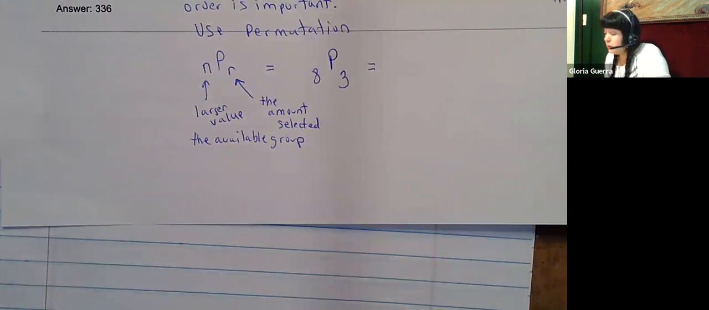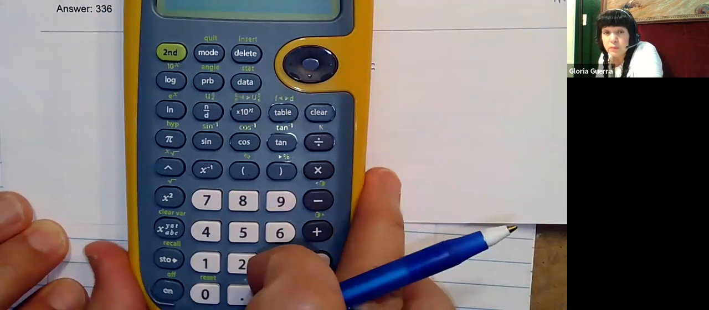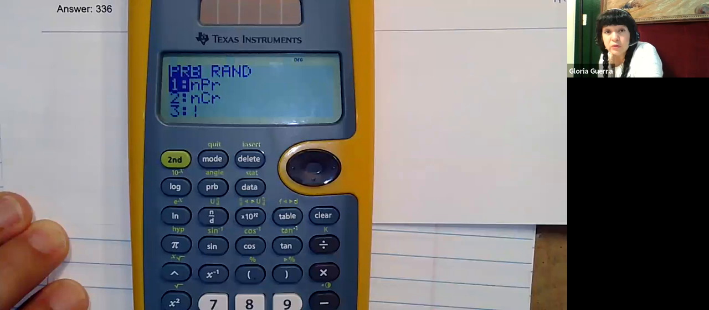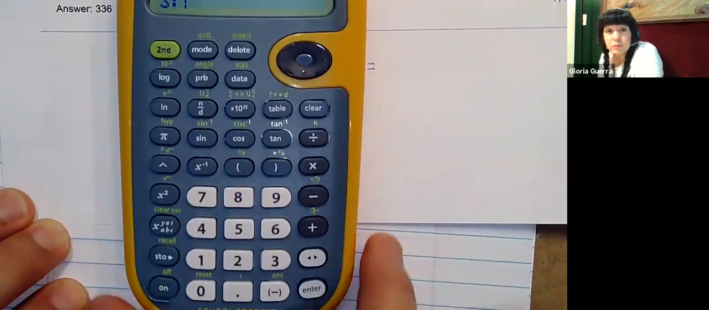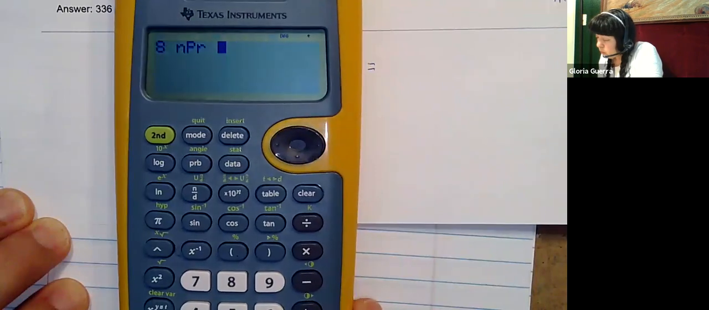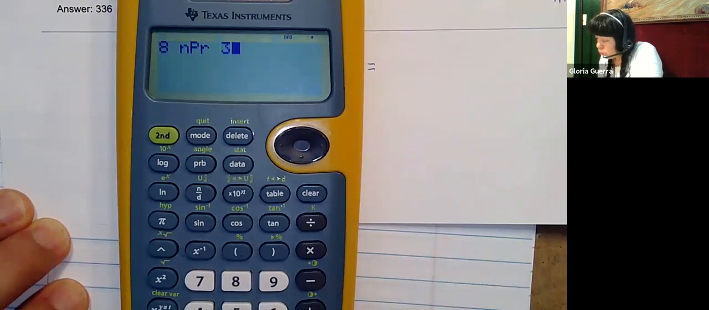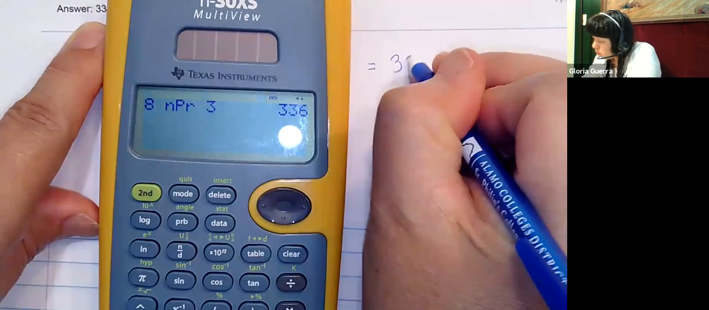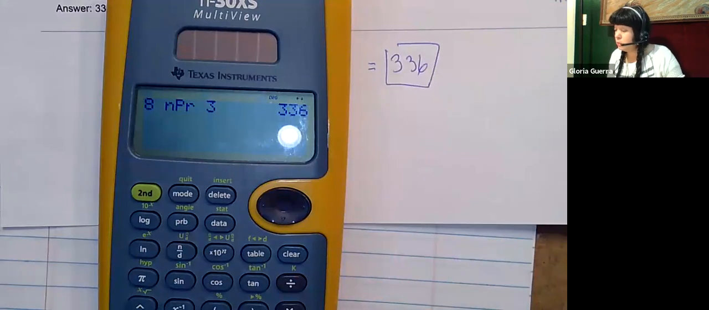All right, so then I'm going to go to my calculator, and I'm going to type 8. Okay, and then go to probability, and I want to hit number 1. I want enter, so I want to hit enter. Okay, and I'm going to type 3 and then hit enter. Okay, and I should get 336. Okay, so let's go to the next problem.